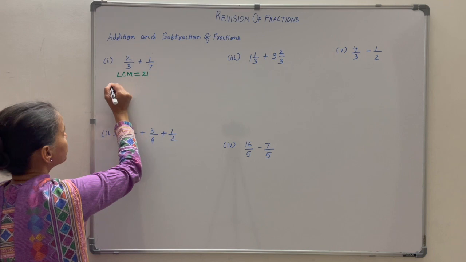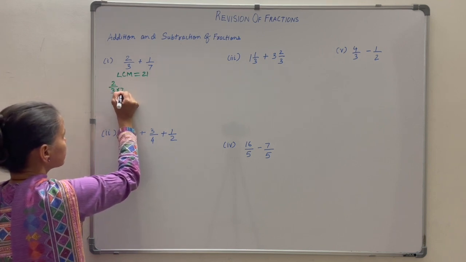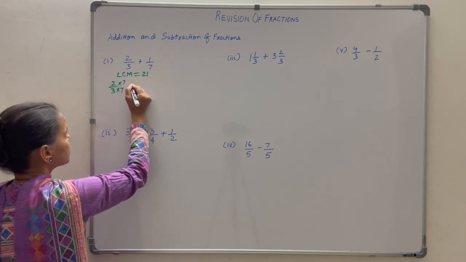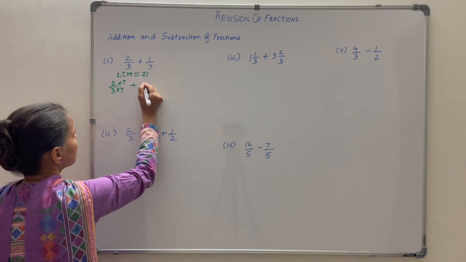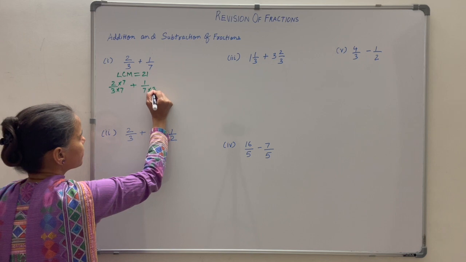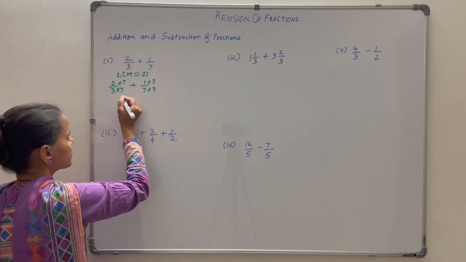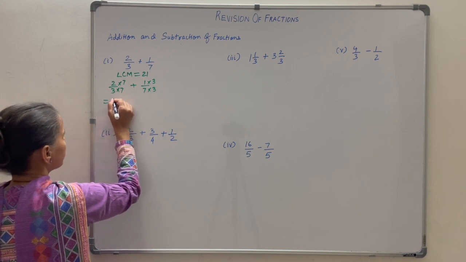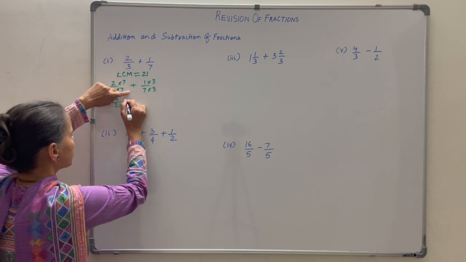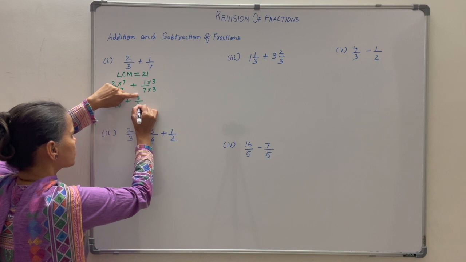21. So 2 by 3, here the denominator is multiplied by 7, so that you get denominator as 21. So the numerator also has to be multiplied by 7. Now 1 by 7. It should be multiplied by 3 to get the denominator as 21. So the numerator also is multiplied by 3. 7 into 2 is 14. 7 into 3 is 21. This plus is written as it is. 3 into 1 is 3. 7 into 3 is 21.